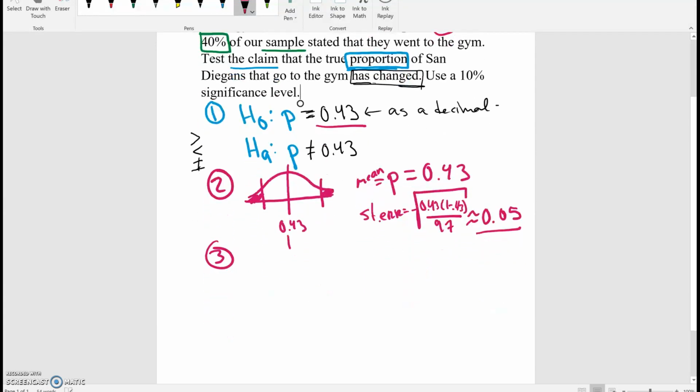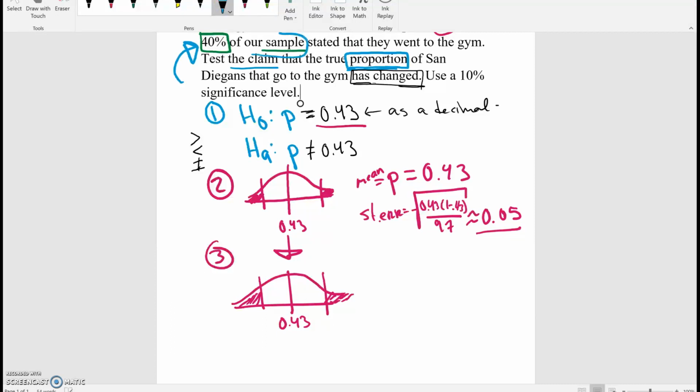Now, let's look at this graph. So this graph looks like this. So here's 0.43, right? Here is my first p-value, and here is my other p-value, right? So how am I going to find my p-value? Well, I'm going to find it using my sample. There's one thing that I haven't used. I haven't used this 40%. This 40% comes from our sample, right? So 40% as a decimal is 0.4. Well, if 0.43 is right here, then 0.4 should be down here, right?